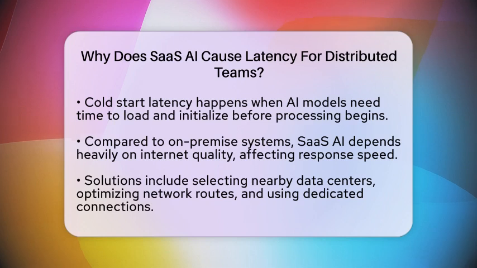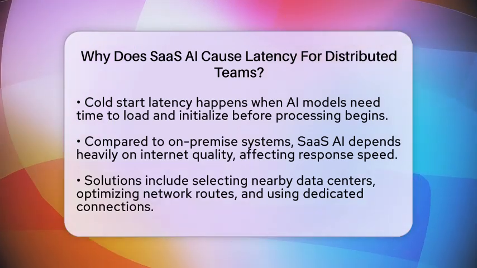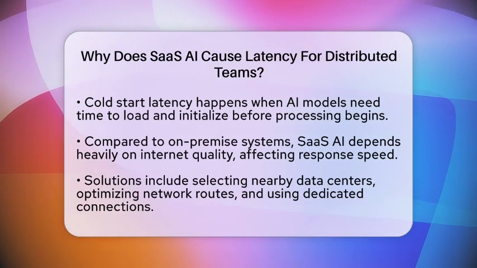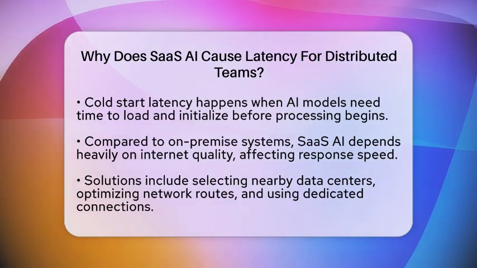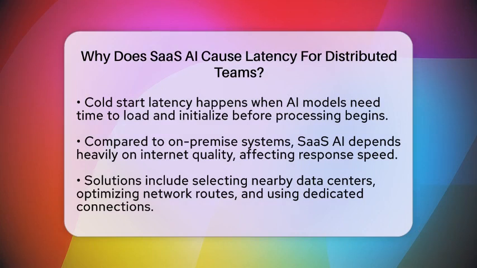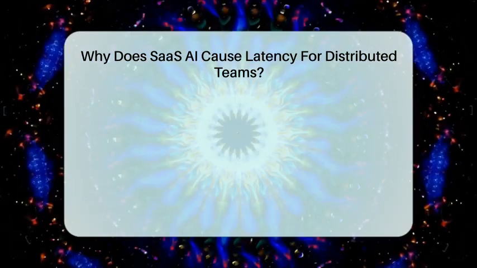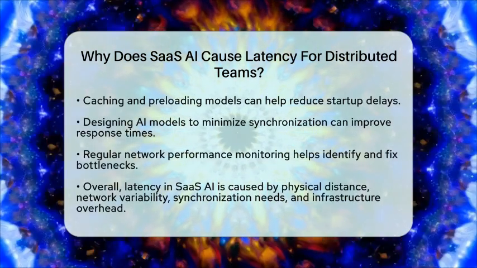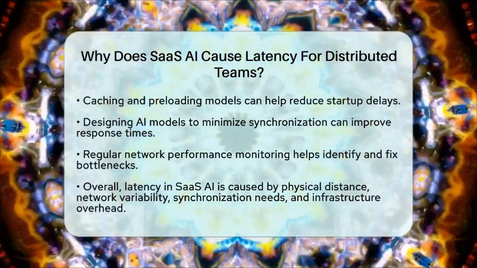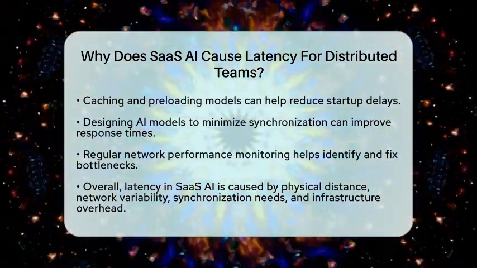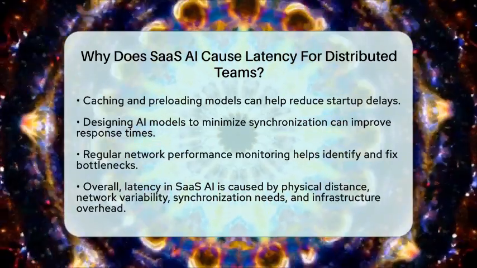Compared to on-premise AI systems, SaaS solutions are easier to access and scale. But they rely heavily on network performance. If your internet connection isn't fast or stable, it can cause noticeable delays. On-premise AI runs locally, so it can respond faster because it doesn't depend on data traveling over the internet.